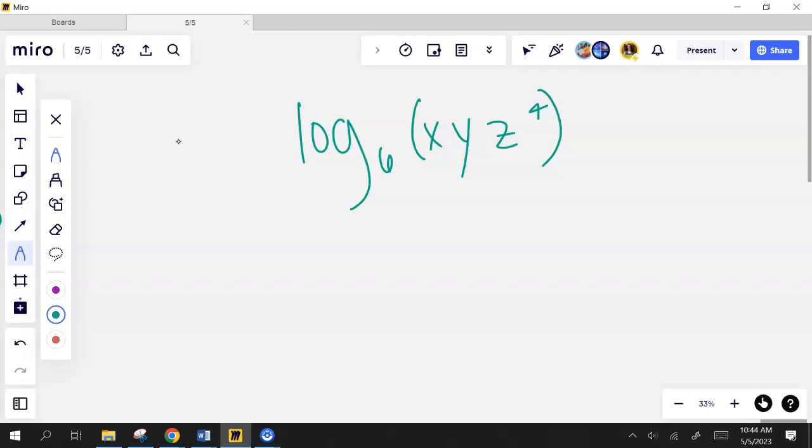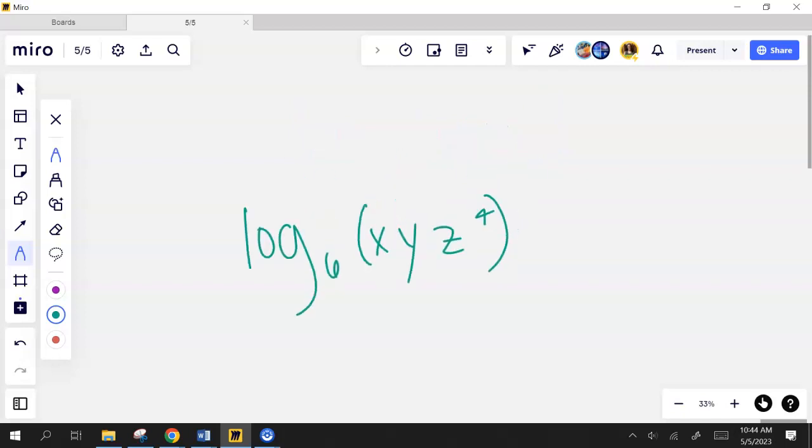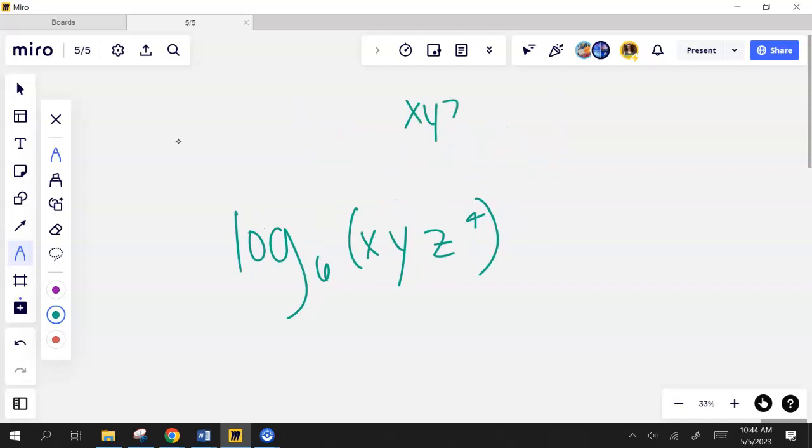Now this is the opposite of condensing, and that exponent is only hooked to the z. It's not hooked to everything. It's only hooked to z. So be careful as you pull this apart. It's only going with z. So this is not the same as this.